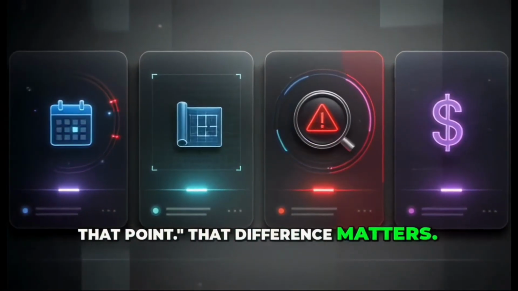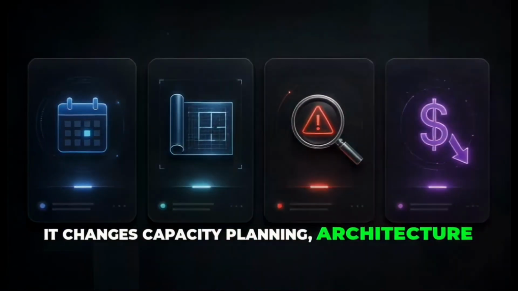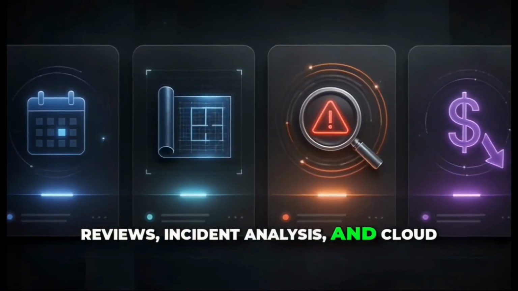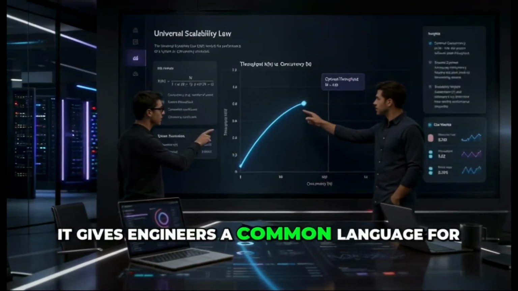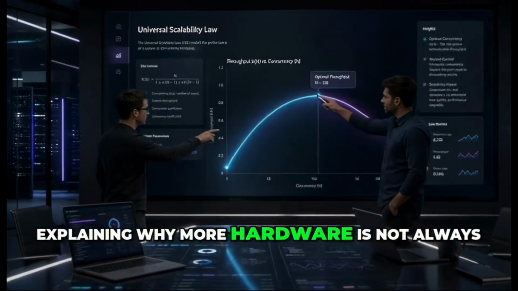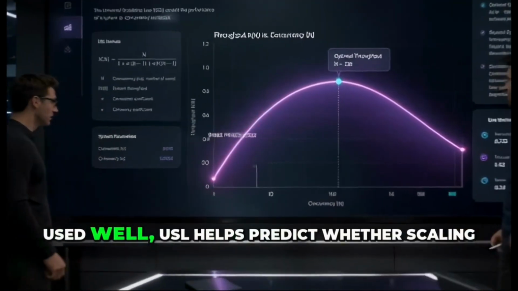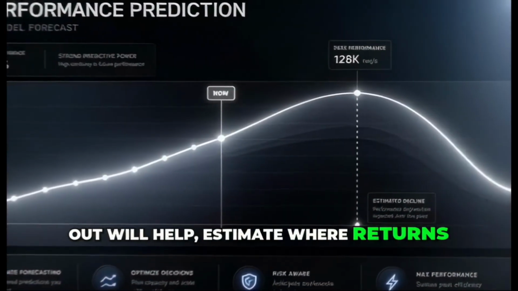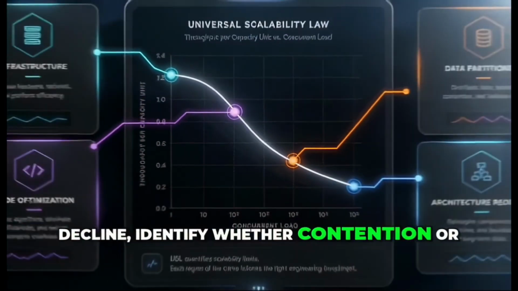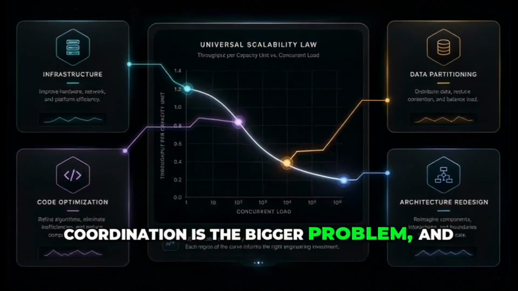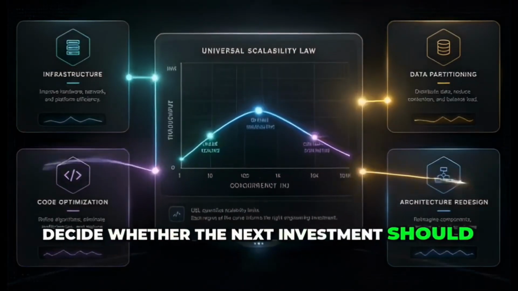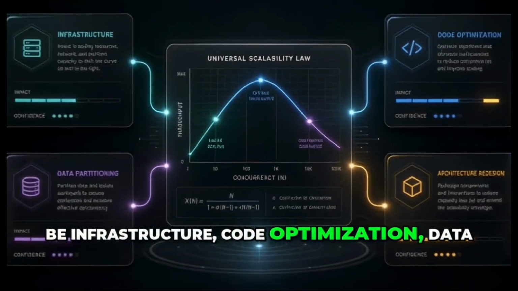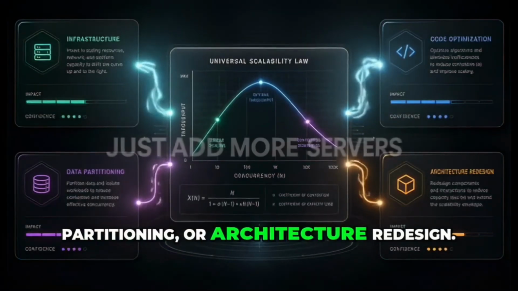That difference matters. It changes capacity planning, architecture reviews, incident analysis, and cloud spending. It gives engineers a common language for explaining why more hardware is not always the answer. Used well, USL helps predict whether scaling out will help, estimate where returns decline, identify whether contention or coordination is the bigger problem, and decide whether the next investment should be infrastructure, code optimization, data partitioning, or architecture redesign.